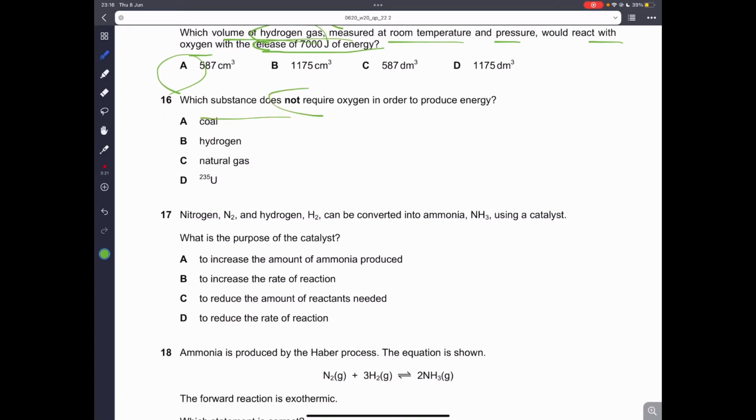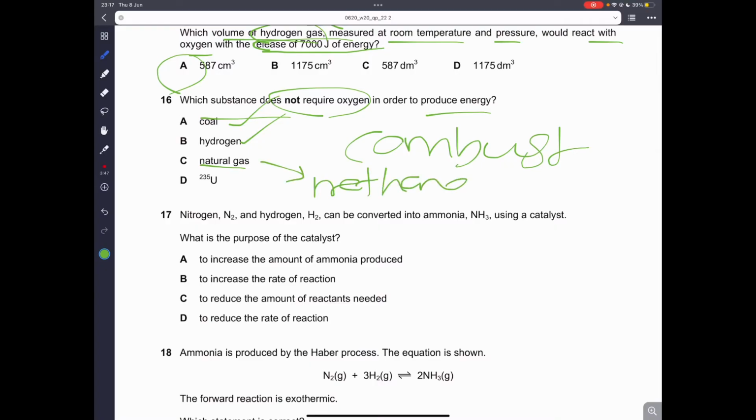Question 16. Which substance does not require oxygen in order to produce energy? Remember, the coal needs oxygen. In other words, it has to combust to produce energy. Hydrogen as well, it has to react with oxygen, and this is why it's called the hydrogen fuel. It is used as rocket fuel. Natural gas is basically methane. Methane, remember, is a hydrocarbon, and hydrocarbons react with oxygen. This is called combustion, and so they produce energy.